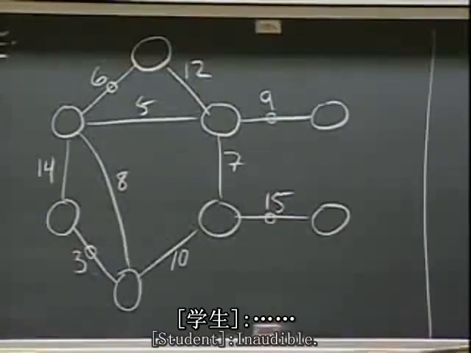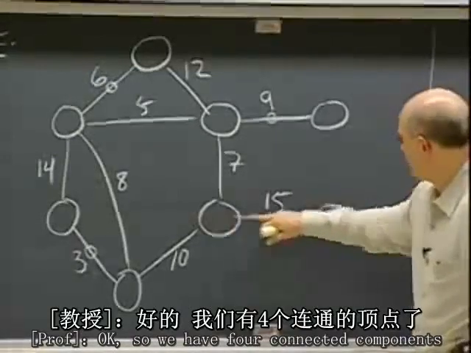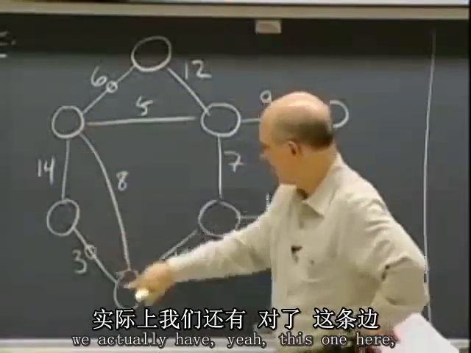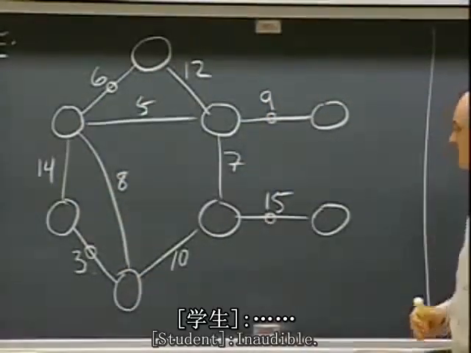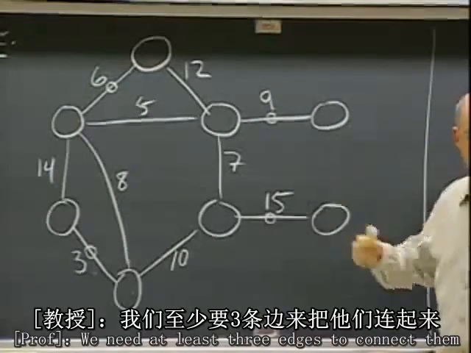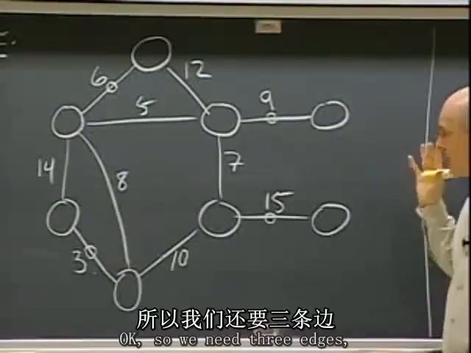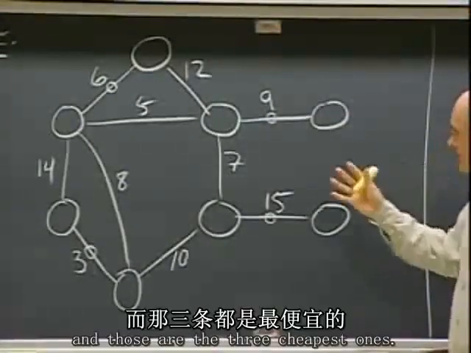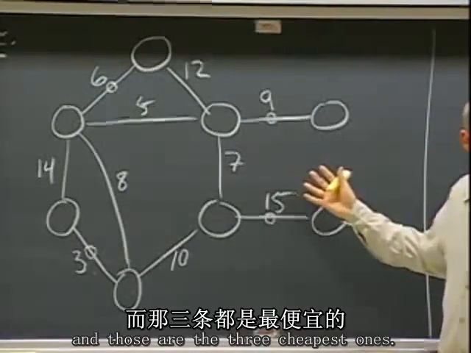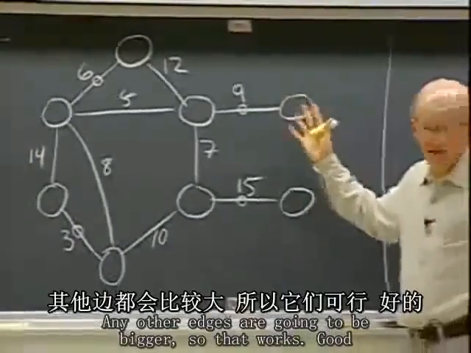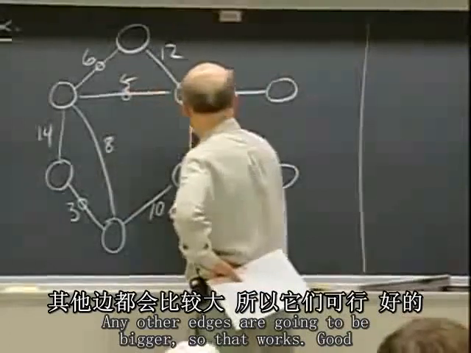Yeah. You could argue all 3 of those simultaneously by saying we have 4 connected components. We need at least 3 edges to connect them, because each edge is going to reduce the connected components by 1. Okay, so we need 3 edges, and those are the 3 cheapest ones. And they work. Any other edges are going to be bigger, so that works. Good.